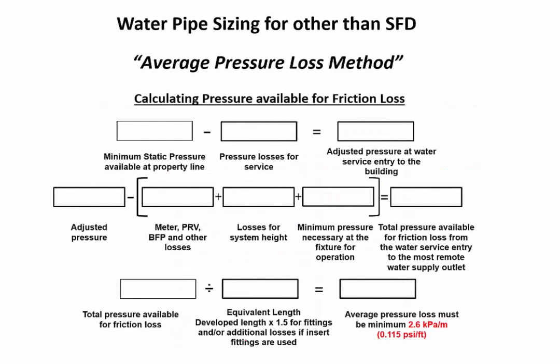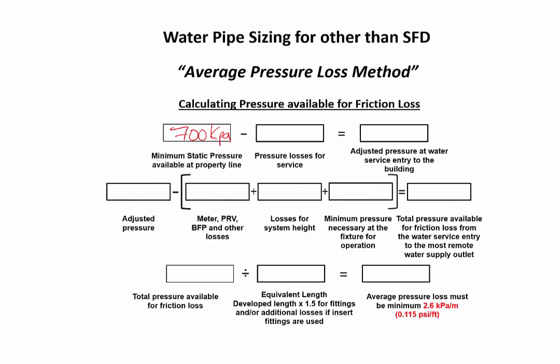Here's the average pressure loss calculation that needs to be done. We're just going to go through an example here. Again, this table is in the appendix and it's very simple to use. So we'll just say, for example, there's 100 psi available at the property line, which will convert to kPa. So remember, 1 psi is equal to 7 kPa for design purposes.